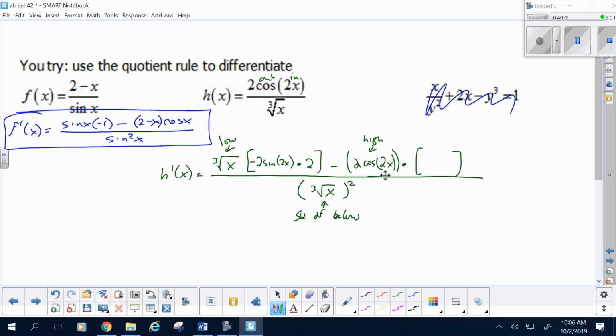So low d high we're cool minus high d low. What's the derivative of the cube root of x? Okay. Over the square of what's below is, you could call that x to the 2/3, you can write it that way, whatever you want. You with me? Yep. Okay.